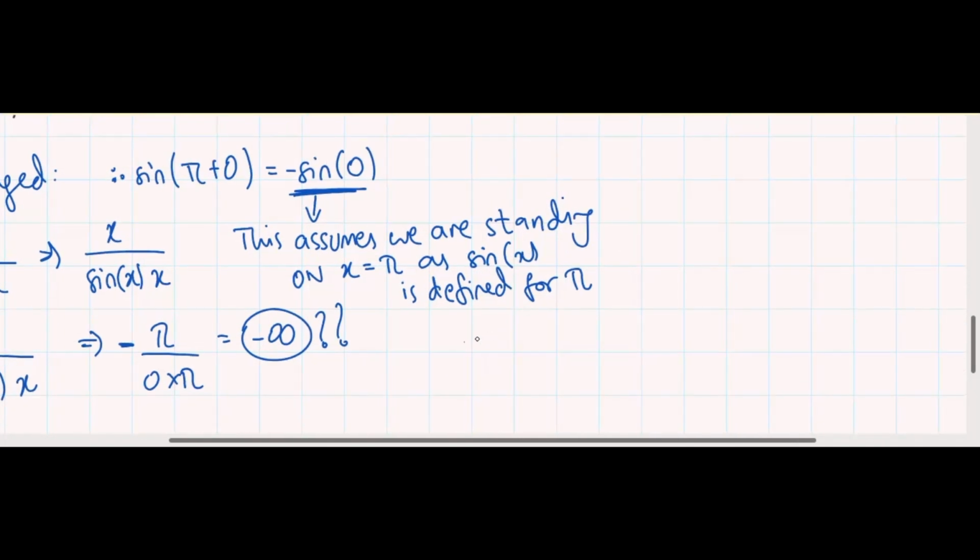Yeah, this assumes x is standing on pi. This assumes that x equals pi, and sine x is defined for pi. Cosec x is not. Cosecant is not defined for pi, right? So yeah, this was one problem here, and there was another problem.